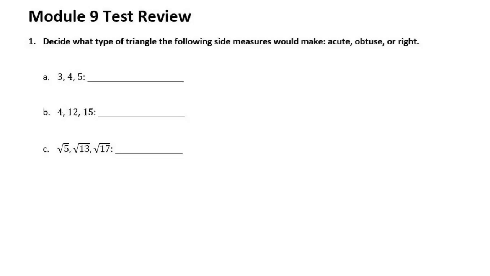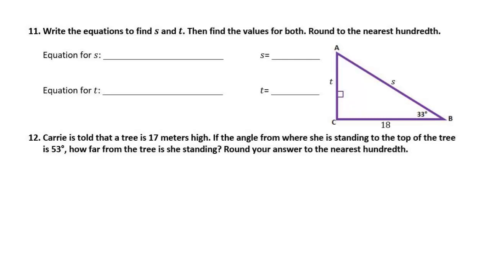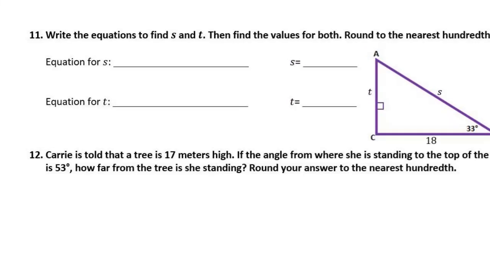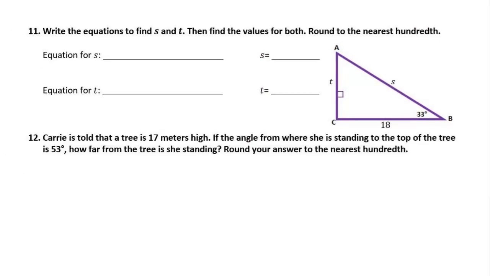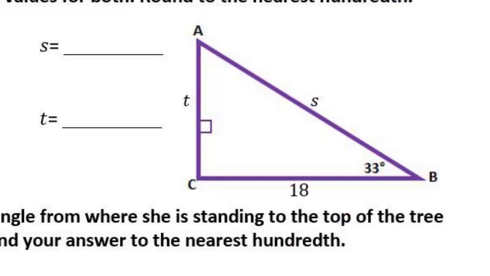All right, so problem number 11. We are supposed to write equations for S and T, and then we are supposed to find them. So I'm going to circle my angle, 33 degrees. This is where I'm standing. And I'm going to label my triangle.